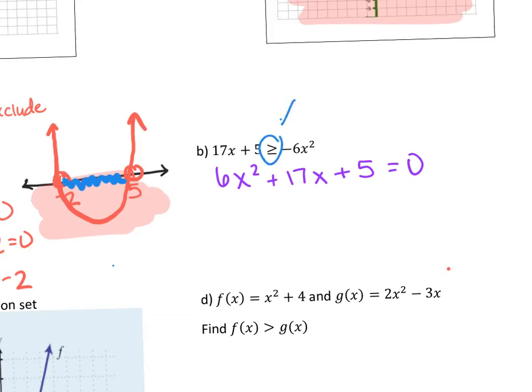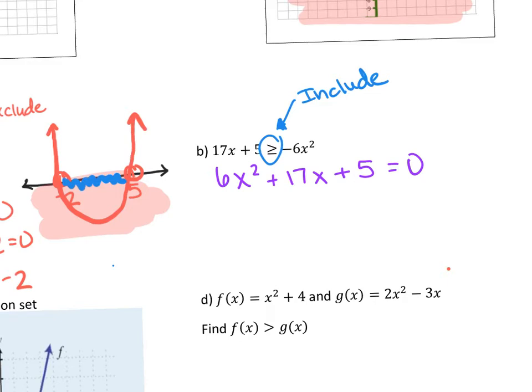This sign says that it is greater than or equal to, and this means to include. So I'm going to include whatever the solutions are, right? So 6x squared plus 17x plus 5, setting that equal to 0 to solve it. To do this, I'm going to multiply 6 by 5, and I get 30.